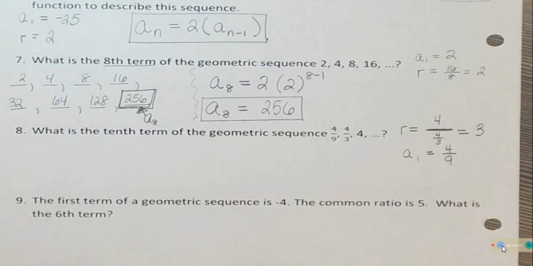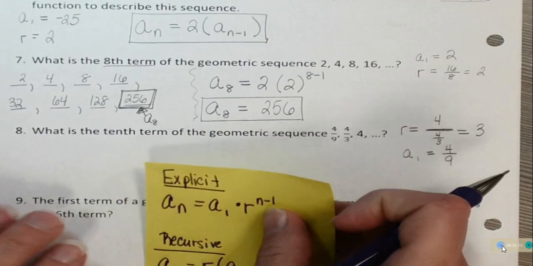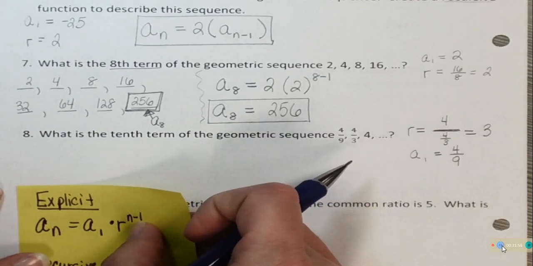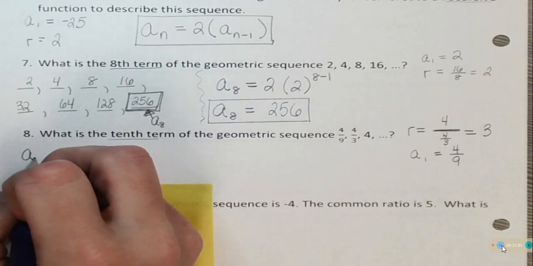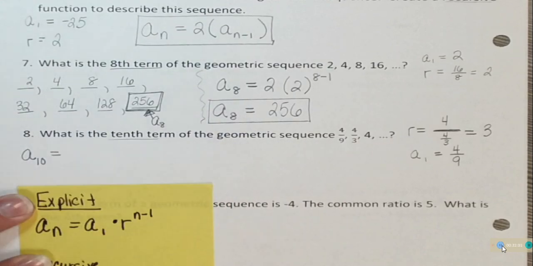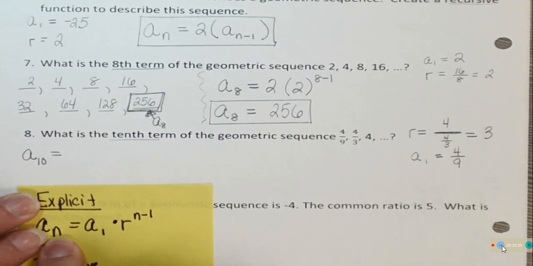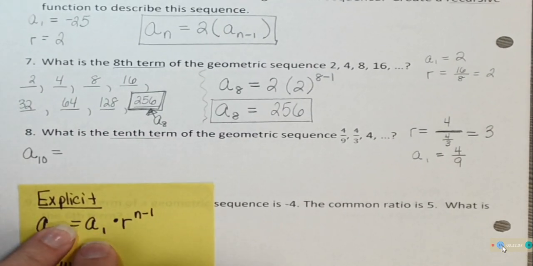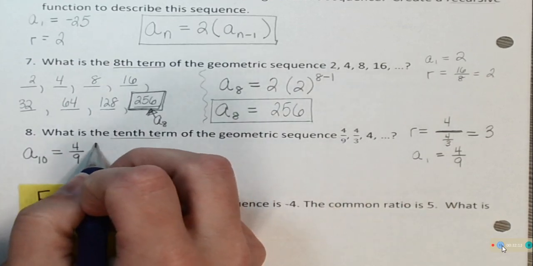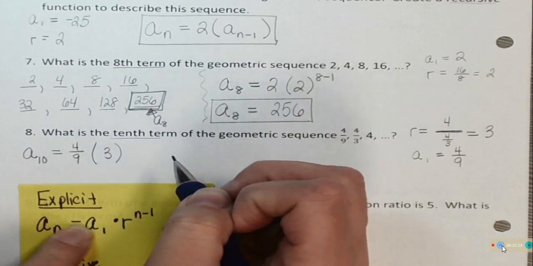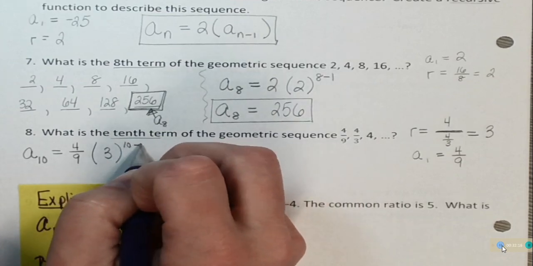All right. I'm going to do it explicitly first, just to prove I can. So if I'm going to do this explicitly, I need this explicit formula right here. I want the 10th term. So I'm looking for A sub 10. A sub 10, which has now become N, equals A1. What was my A1? 4 over 9. Times R, which is 3, to the N, which is now 10 minus 1.